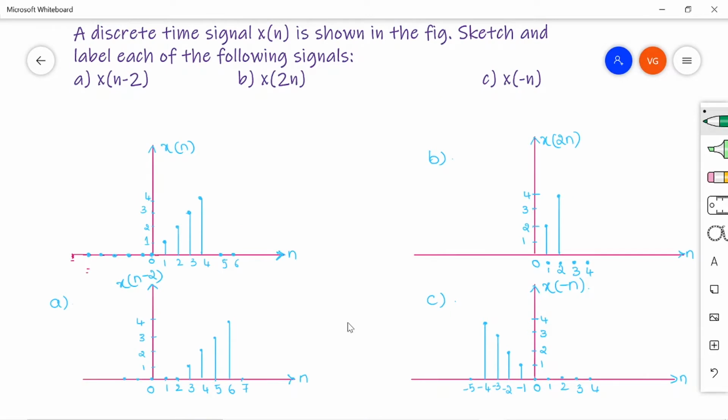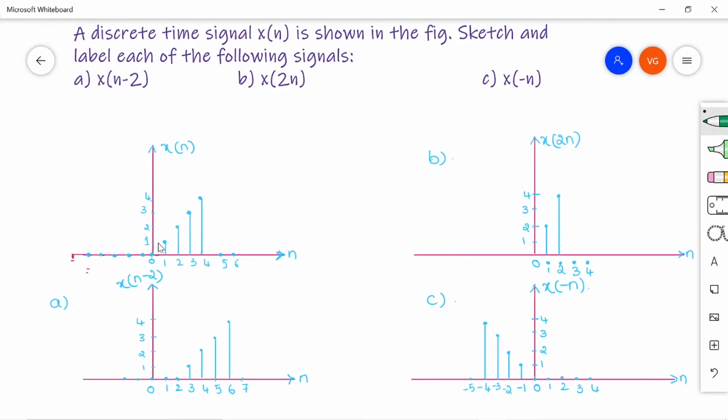The first problem I am going to discuss here in this video is: a discrete time signal x of n is shown here. Sketch and label each of the following signals. So they have asked you to draw x of n minus 2, x of 2n and x of minus n.